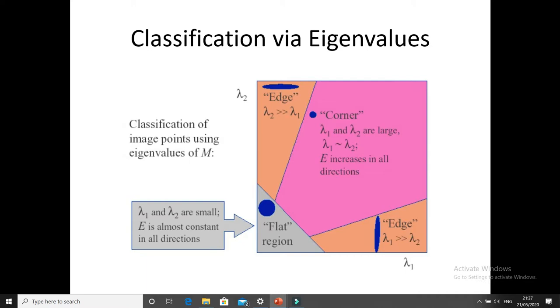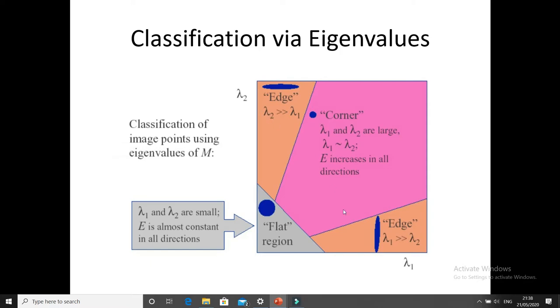In flat areas, both lambda 1 and lambda 2 are very small, and if it's perfectly flat, everything would be zero. Because the gradients are completely zero everywhere, however I move, nothing changes. Likewise, if just one of the eigenvalues is large, that means in some direction it changes quickly. If I move in that direction, it changes, but it's zero in the other direction, and I can move as much as I want. That's what happens along an edge.